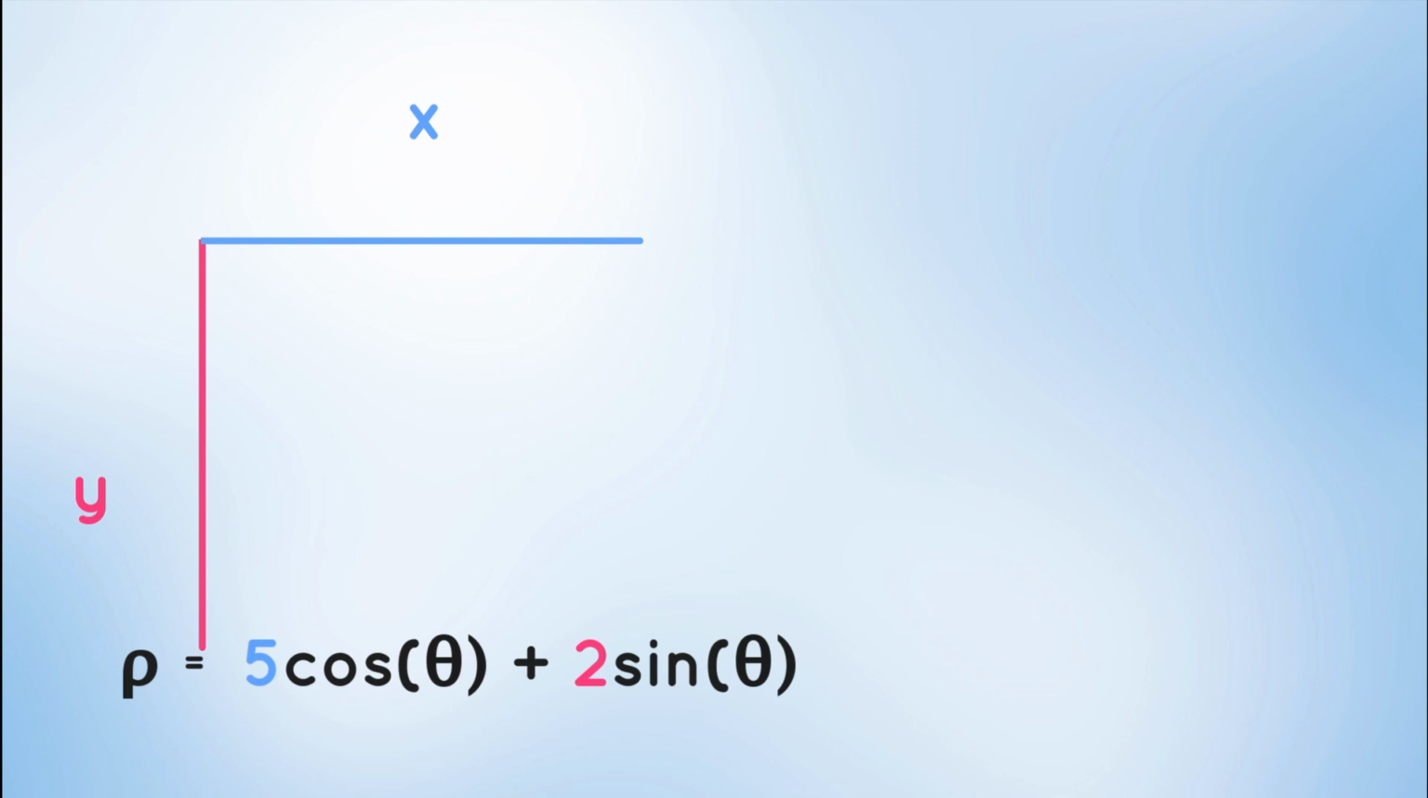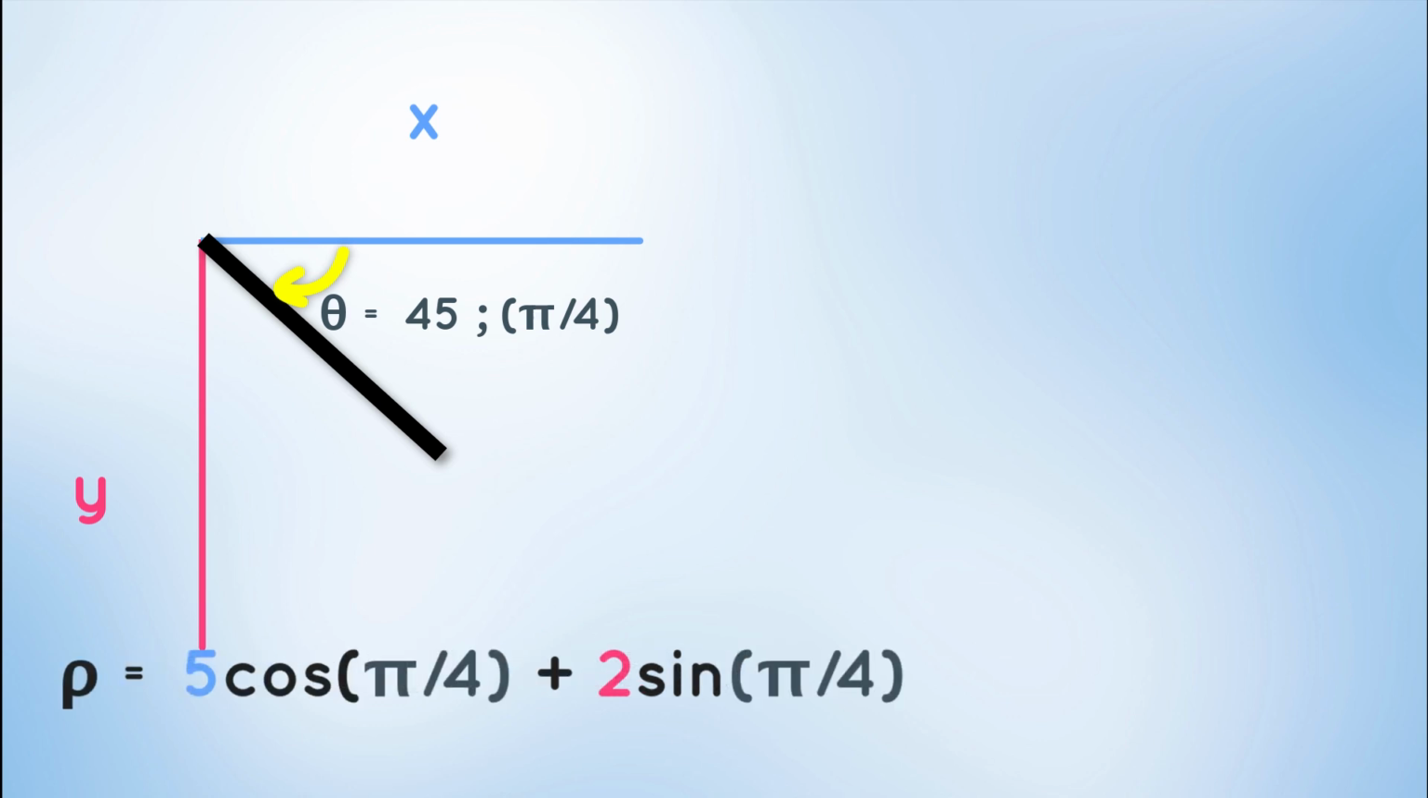Just to strengthen our knowledge, another possible line is the following, whose perpendicular distance from the origin to our line corresponds to an angle of 45 degrees from the positive axis. That is pi over 4 radians, which works out to a distance rho of about 4.9.